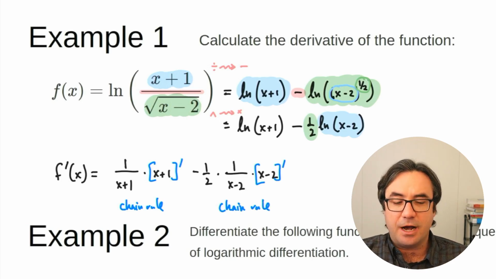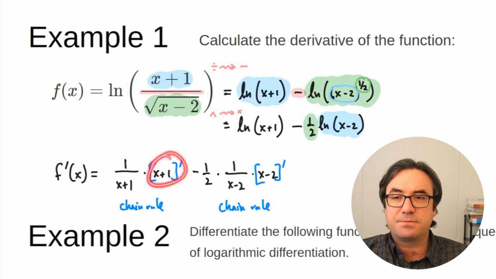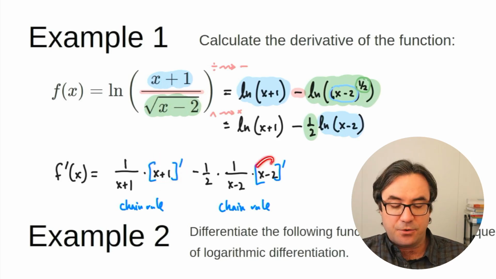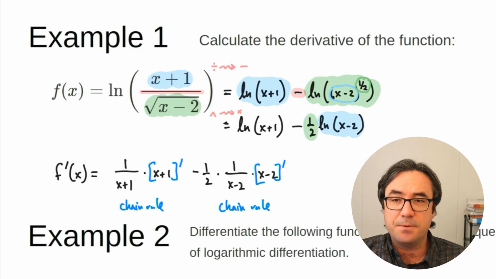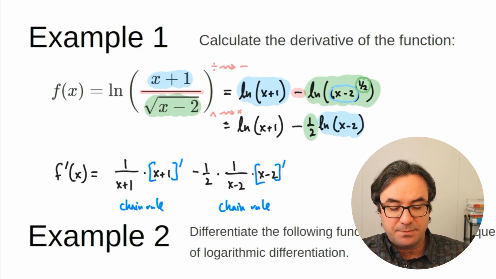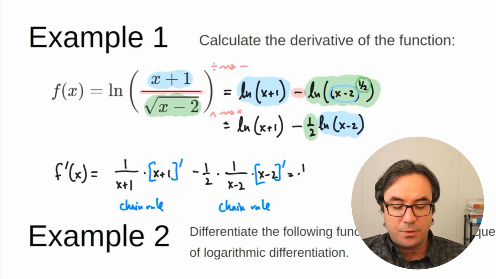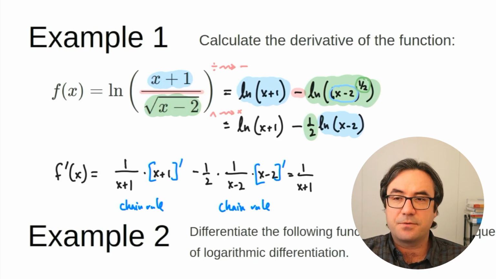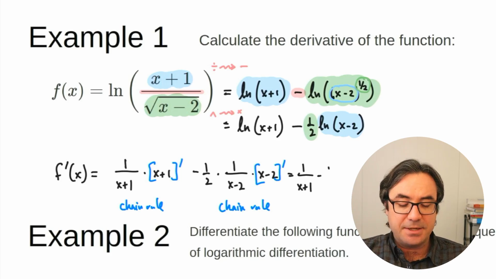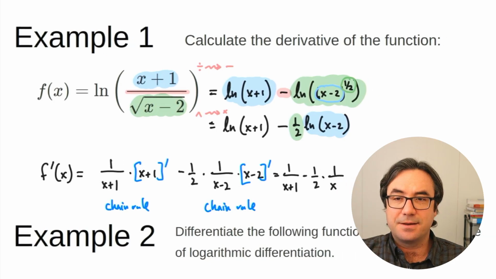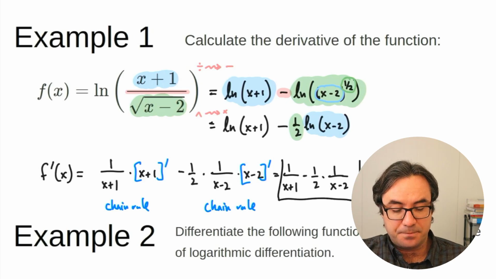And then we just finish it off. The derivative of x plus 1 is just 1, and the derivative of x minus 2 is just 1. So when we simplify this down, we end up with 1 over x plus 1, our first fraction, and then minus 1/2 times 1 over x minus 2. And there we go. We got our derivative.